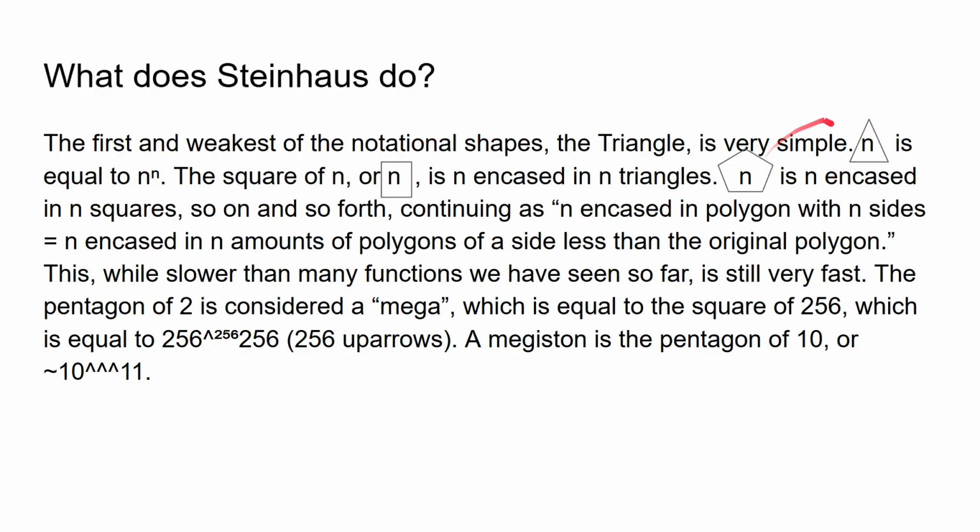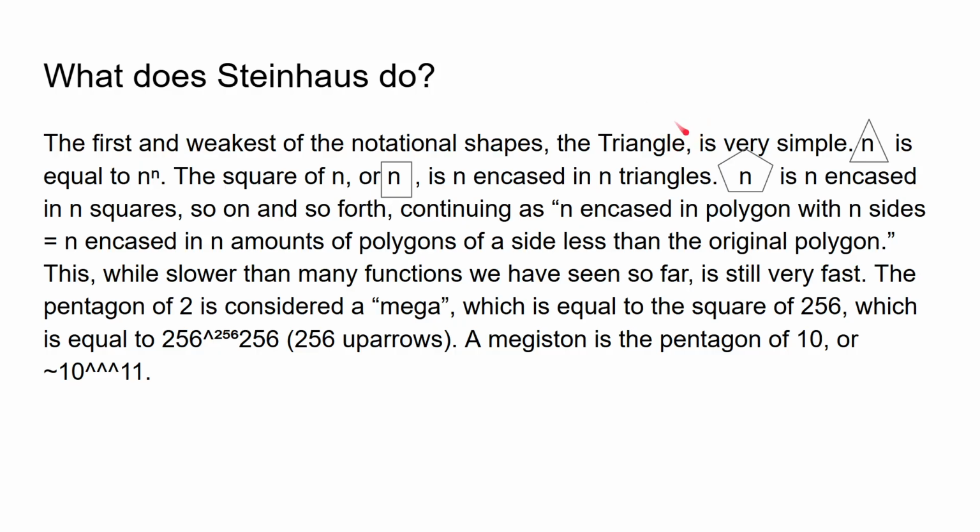Triangle, which is the triangle of n, is equal to n to the nth. So the triangle of 2 is 4, the triangle of 3 is 27, so on and so forth. The square of n, which can be confused to the second power, is n encased in n triangles. So the square of 2 is 2 encased in 2 triangles. So it's 2 and then 2 up arrows and then another 2, which means 2 to the 2 to the 2, which means 16, I believe. And then 3 is a lot bigger, and I don't really want to get into it.